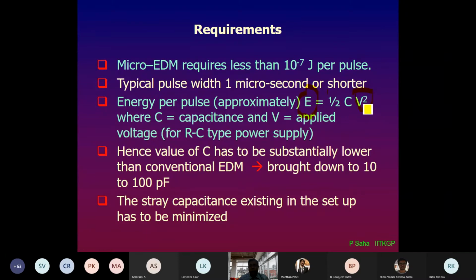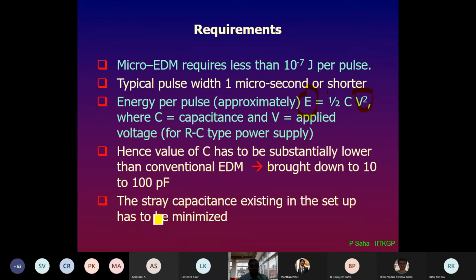But in order to reduce this value of E, we have to reduce the value of the capacitance. The value of C has to be substantially lower than that of conventional EDM. Typically for conventional EDM we are using something in the order of microfarads. From that, this capacitance value has to be brought down to something around 10 to 100 picofarad, from microfarad to picofarad.